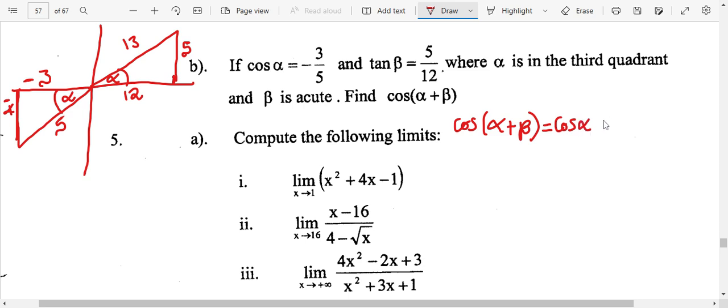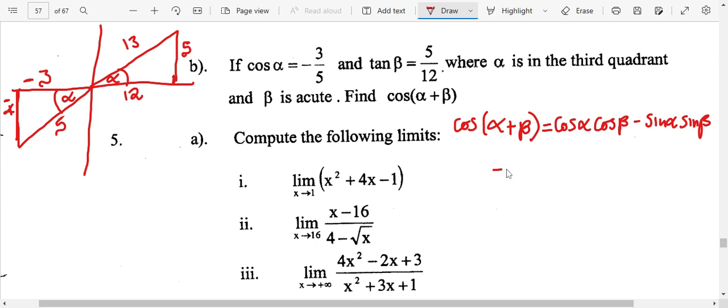Going to be cos alpha. Yes. Cos. Please read fast. Cos alpha cos beta minus sine alpha sine beta. Okay, so this is the double angle formula for cos.